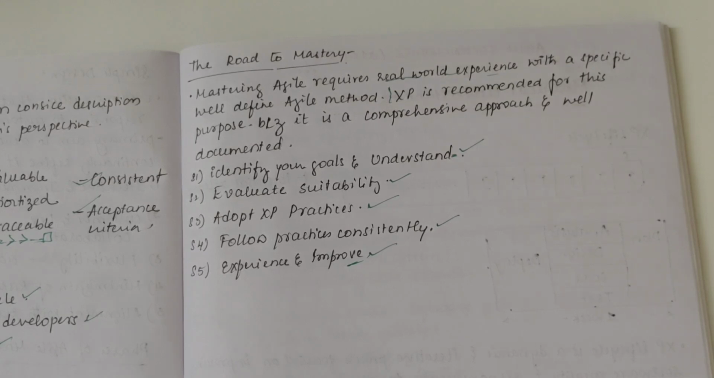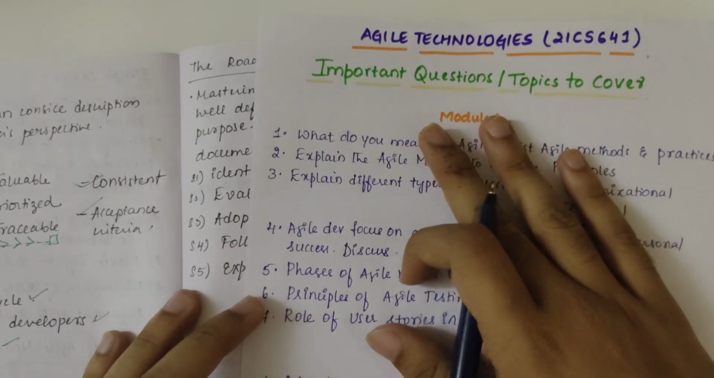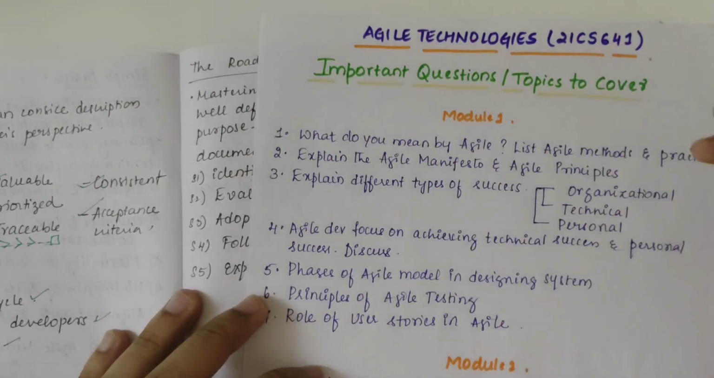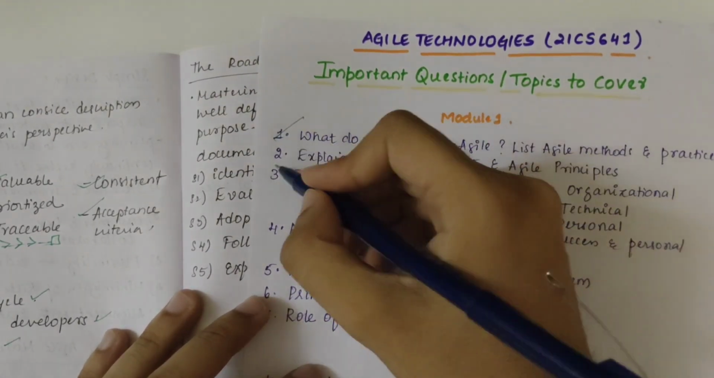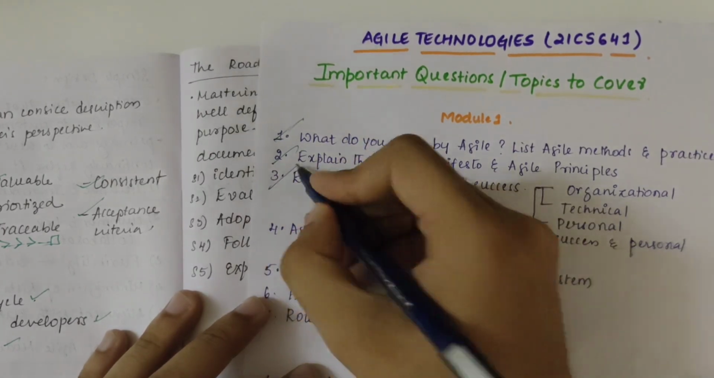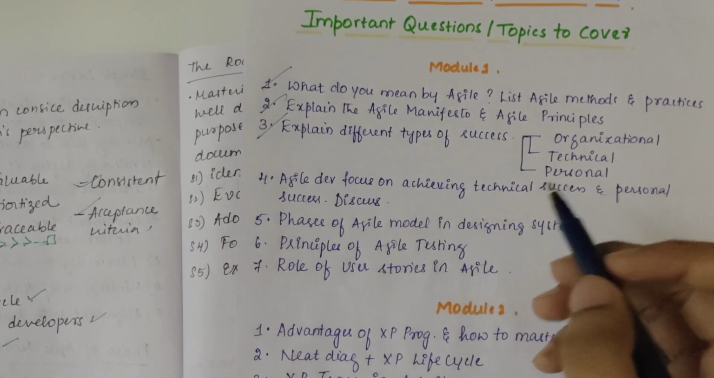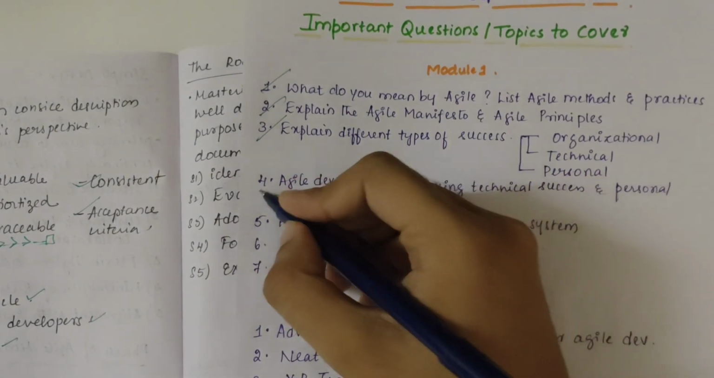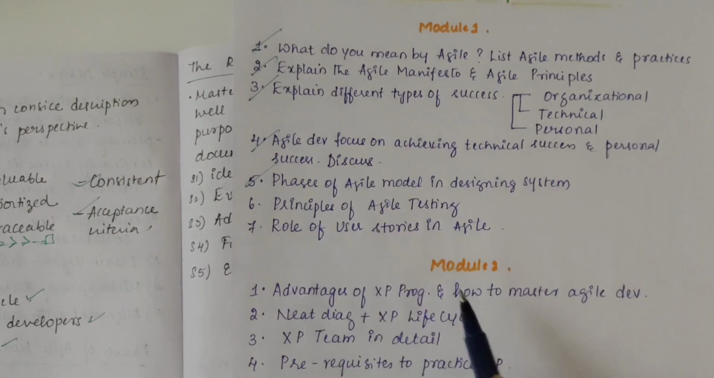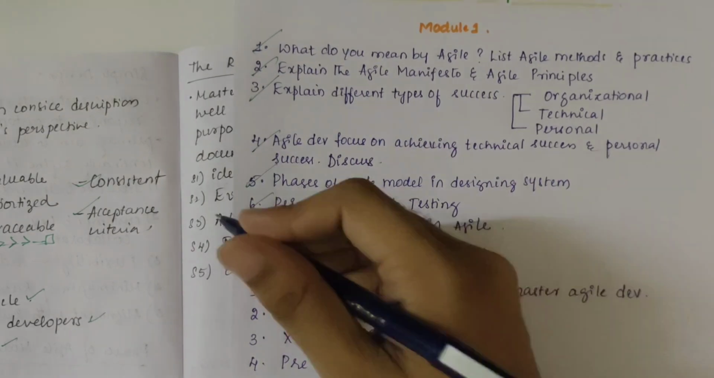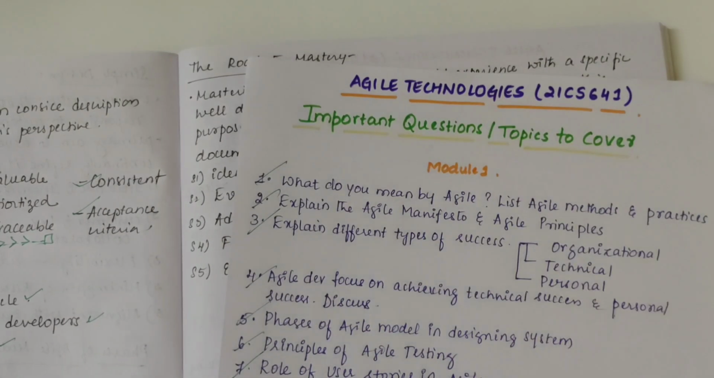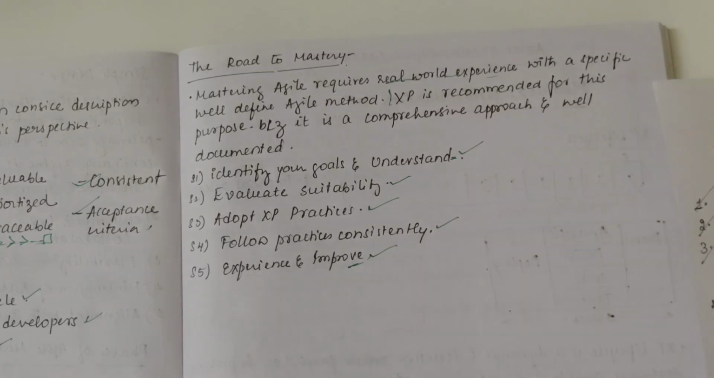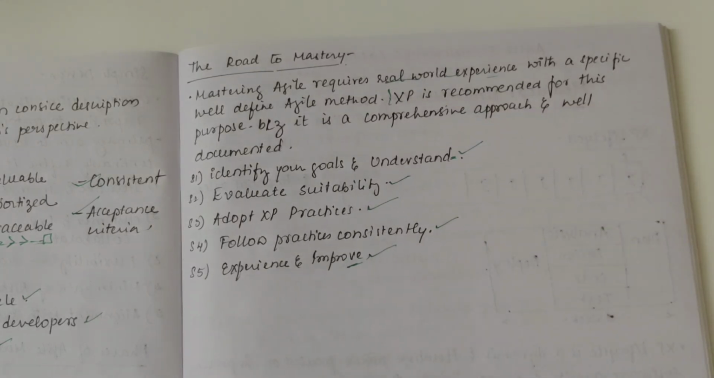So in this module, I've tried covering almost all the important questions. If you look at the important questions, we have covered all of them. What do you mean by Agile? Yes. Agile Manifesto? Yes. Different types of success? Yes. Agile development focus on achieving technical success and personal success? Yes. Phases of Agile model? Yes. Principles of Agile testing? Yes. Roles of user stories? Yes. So all these topics have been covered. Along with this, the other important topics from the textbook have also been covered.